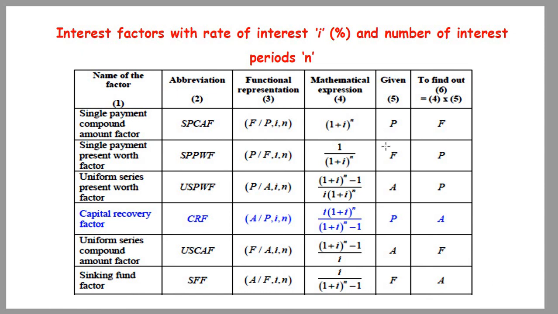And here the given values: for the first, the single payment method, it is P. The second is the single payment present worth method, where we know the value of the final worth amount. For the uniform series present worth, we know the value of every month which you are going to add, and P is the initial capital amount which you have to invest. These are all the given data, and the unknown factors can be easily calculated by multiplying the fifth column with the fourth column. So I can easily calculate the F factor. This is how we can calculate the interest factor.